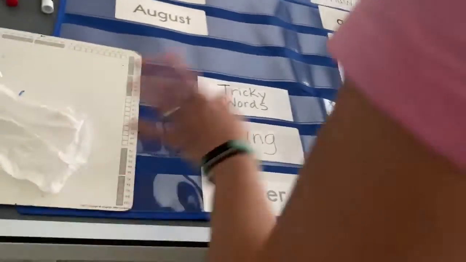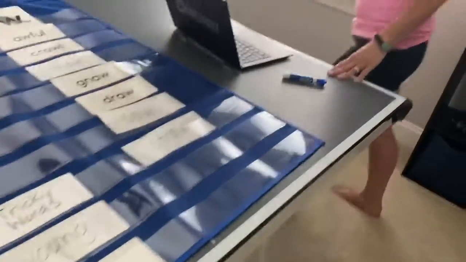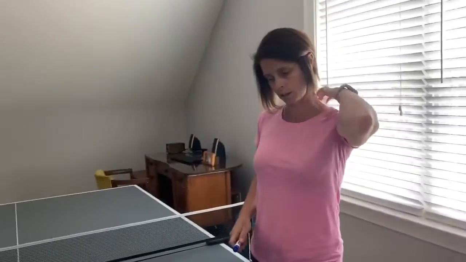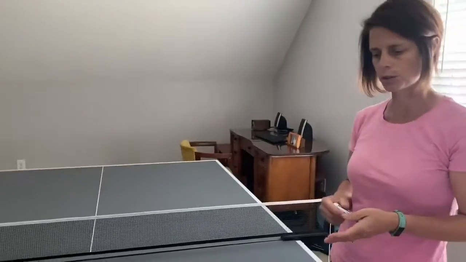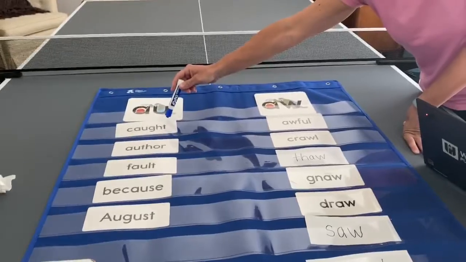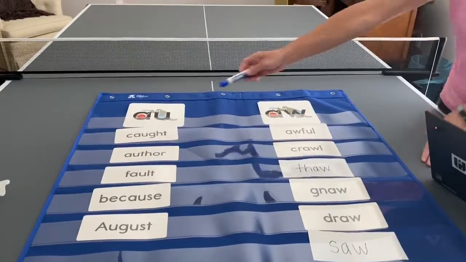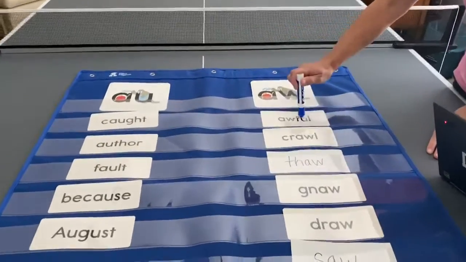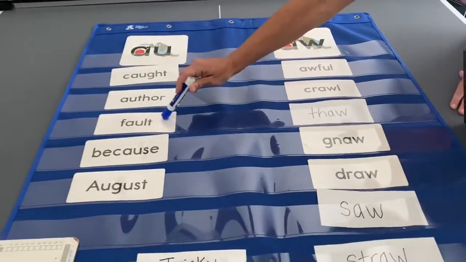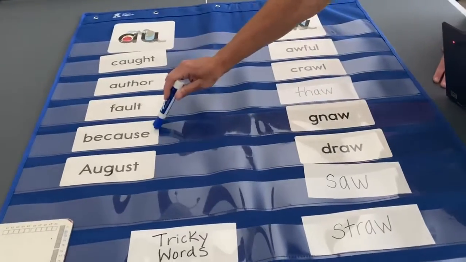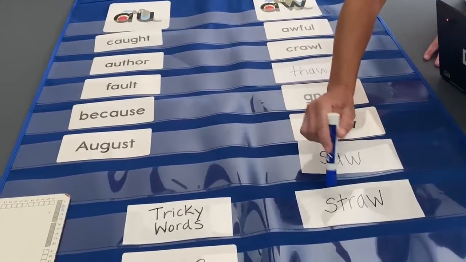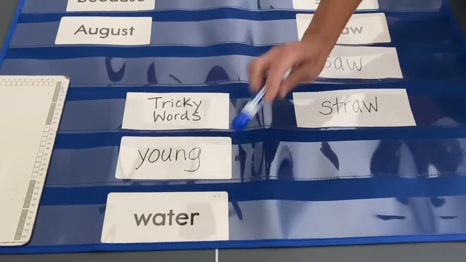All right, so now we're gonna do some tractors, trains, planes, and helicopters. We'll just do it a little bit since this is part of your activity that you'll be doing independently. So we'll just do it a little bit with me. All right, ready? Slow, like a tractor. Ready? Caught, awful, author, crawl, fault, saw, because, gnaw, August, saw, straw, young, water.